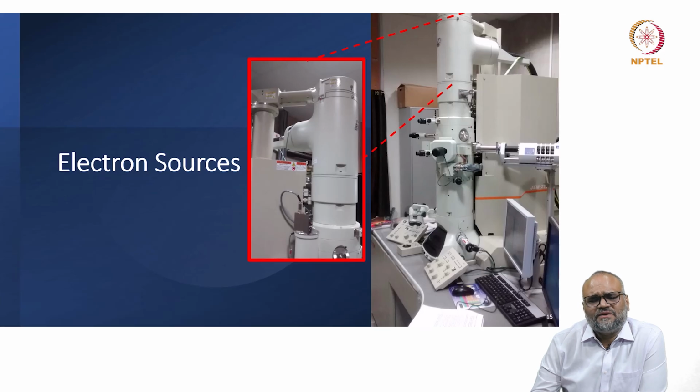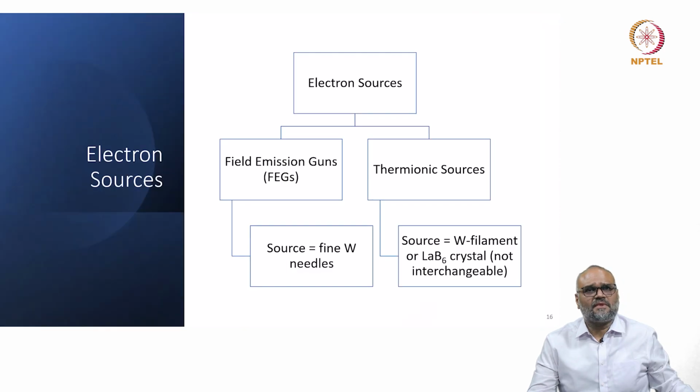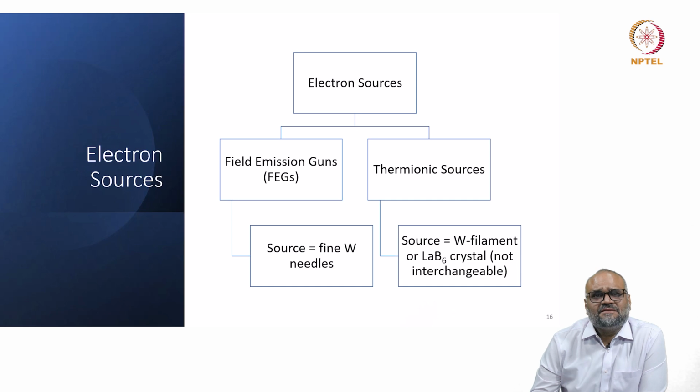There are several components which form the electron gun. When I talk about the different kinds of electron sources in transmission electron microscopy or in scanning electron microscopes, we commonly have two kinds of emitters. Let us have a look at what these emitters are in the next slide. So as I was mentioning, the two common sources for electron emission are the thermionic sources or the field emission guns. A thermionic source is very similar to something we are very familiar with, the incandescent bulb.